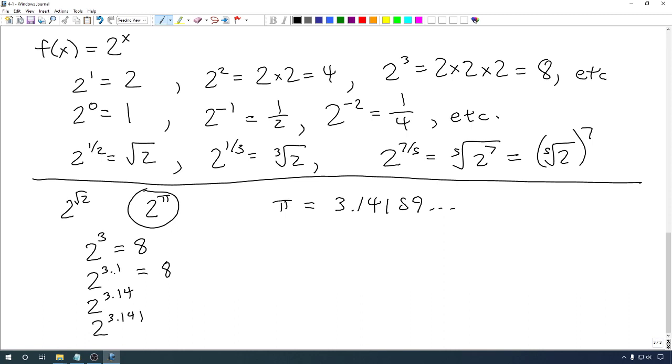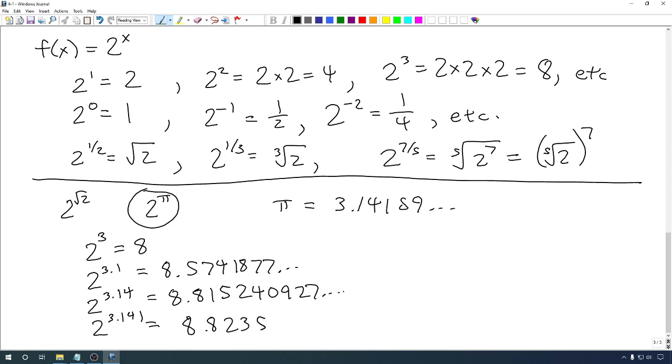So 2 to the 3.1 power is actually 8.57418777, and so on. We put in 3.14 as the exponent on 2, we get 8.815240927, and so on. And using this exponent instead, we get 8.8235333055. Basically, we have the sequence of numbers that is going to actually approach a particular value.